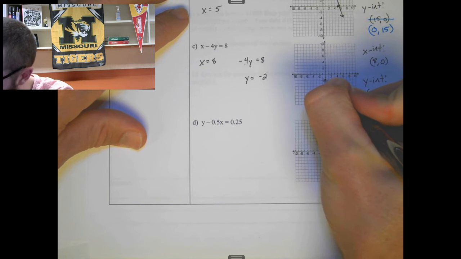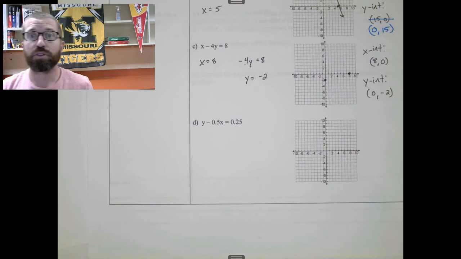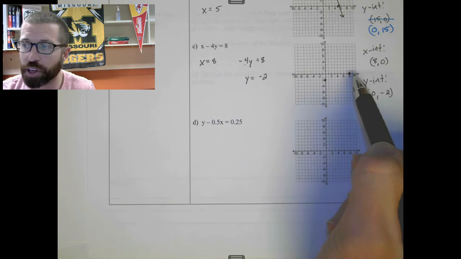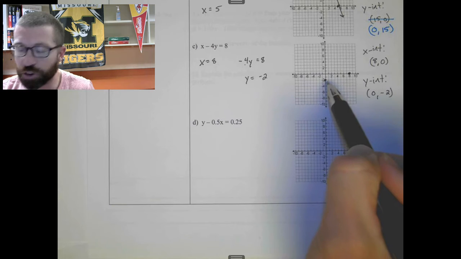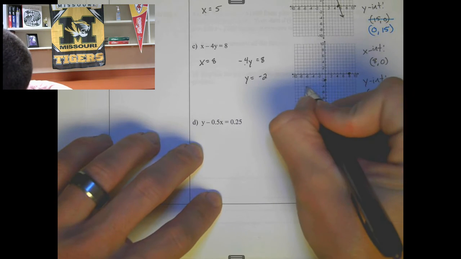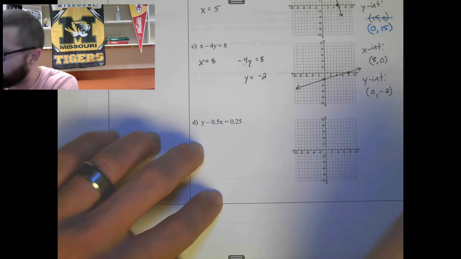So your y-intercept, 0, negative 2. The x-intercept is 8. Take a moment to recognize the x-intercept is where it crosses the x-axis. Actually think about that a little bit and think about the y-intercept crossing the y-axis. And then now we can connect these lines. If you have a straight edge, that would be ideal. That line was much better than the last one.